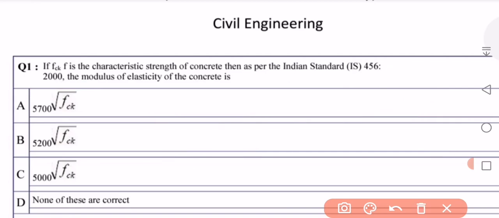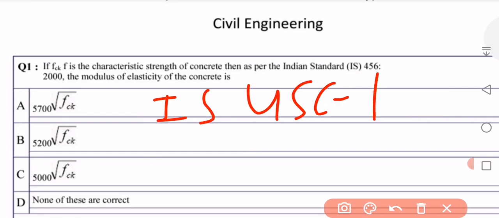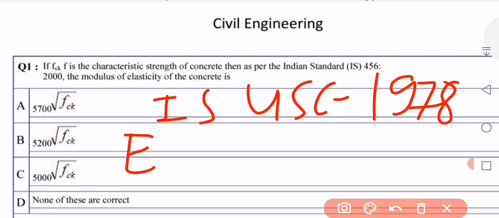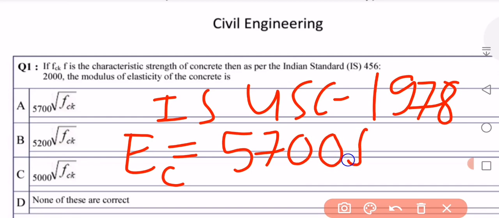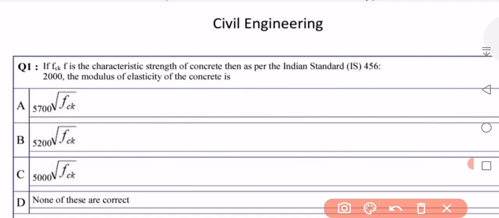If IS 456:1978, the modulus of elasticity of concrete will be 5700 under root fck. As per the given question, our answer is C. Next question.